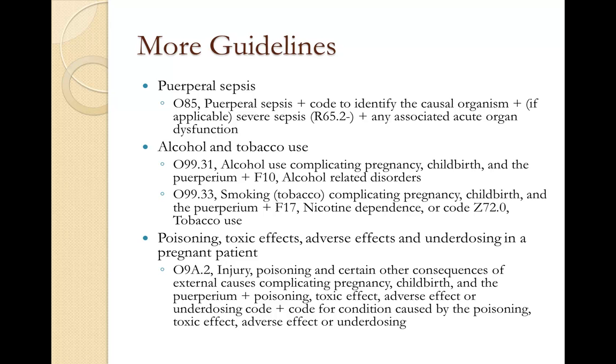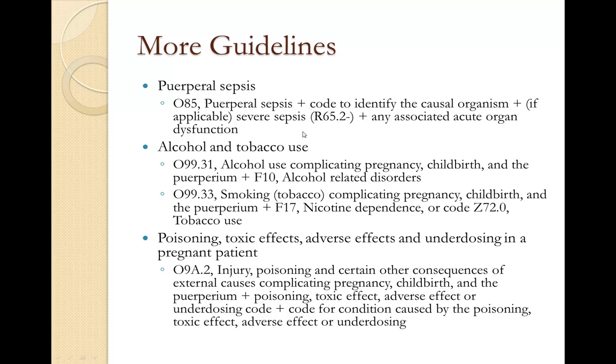Just a couple more guidelines, and these are really just dealing with things that came up in some other chapters. We talked about sepsis. There is O85 for puerperal sepsis, so sepsis that's occurring in that postpartum period. So you would sequence that first. You would have any sort of code to identify a causal organism if that's known. If the patient does have severe sepsis, that's going to be an additional code, R65.2, and then some sort of additional character. And then again, remember, severe sepsis indicates that there is some sort of organ dysfunction, so we want to code that as well. So you end up with quite a few codes there.